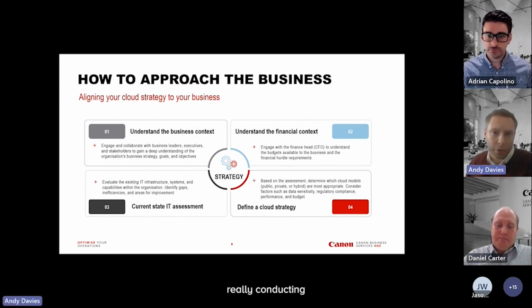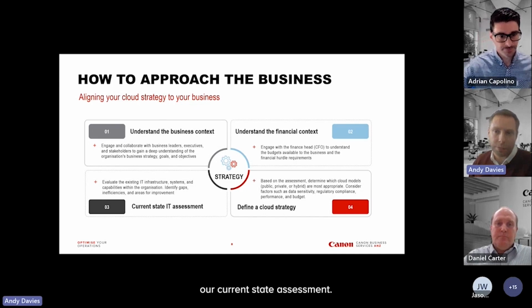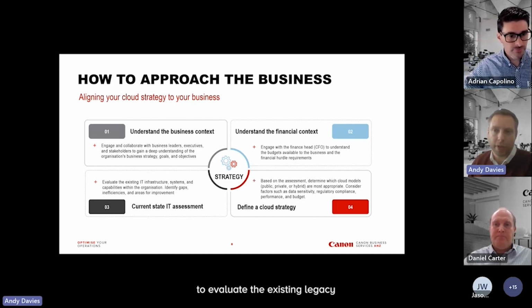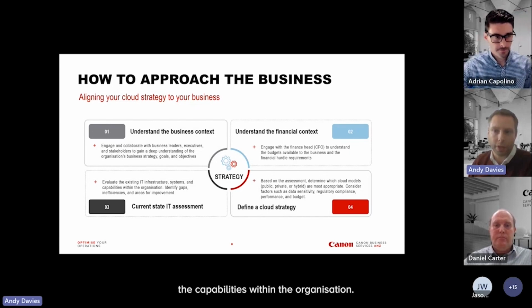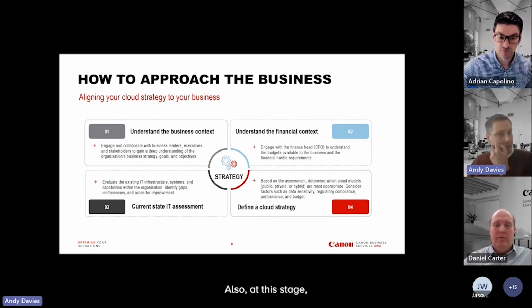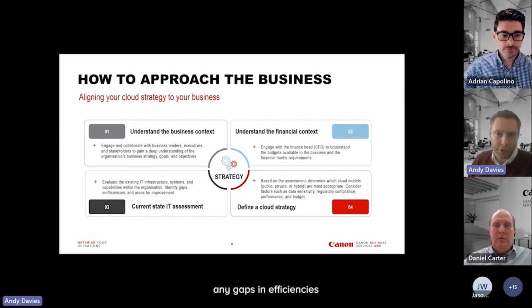And then the third one, really conducting a current state IT assessment. It's really important to evaluate the existing IT infrastructure systems, the capabilities within the organisation. Also, at this stage, you'll want to identify any gaps, inefficiencies and areas for improvement. This includes understanding your current costs, including any kind of contractual obligations or investments that you may have already.